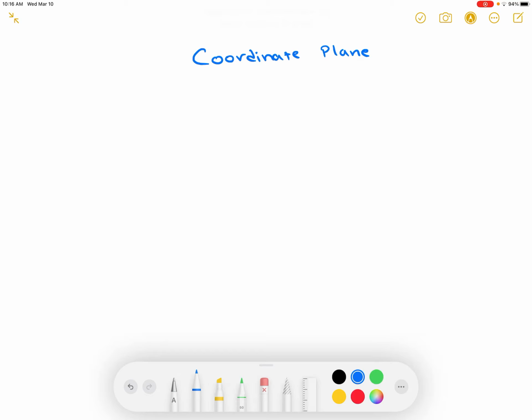Hello class, today we're talking about the coordinate plane. The coordinate plane is what we use when we are looking for locations. So if you think about airlines, ships, maps, even the game Battleship, they all use coordinate planes.